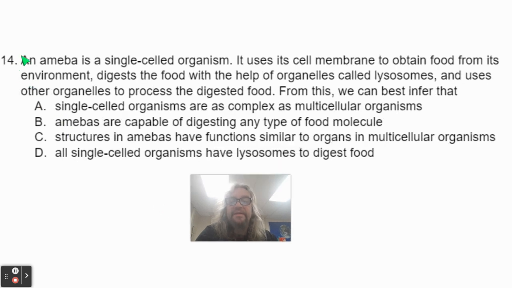Number 14. An amoeba is a single-celled organism. It uses its cell membrane to obtain food from its environment, digests the food with the help of organelles called lysosomes, and uses other organelles to process the digested food. From this, we can best infer that A, single-celled organisms are as complex as multicellular organisms. B, amoebas are capable of digesting any type of food molecule. C, structures in the amoebas have functions similar to organs in multicellular organisms. D, all single-celled organisms have lysosomes to digest food.